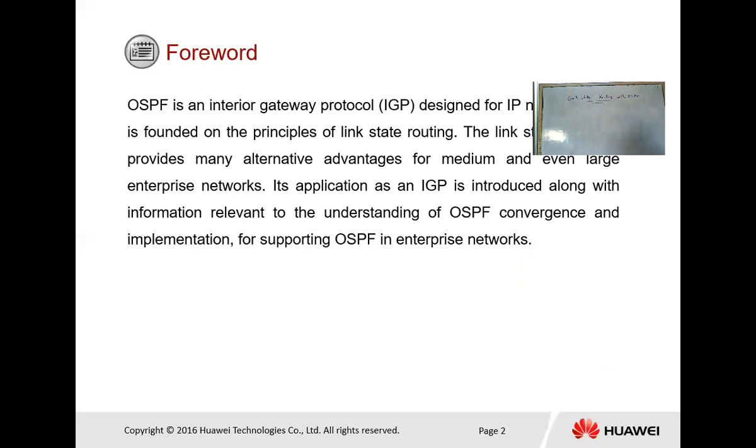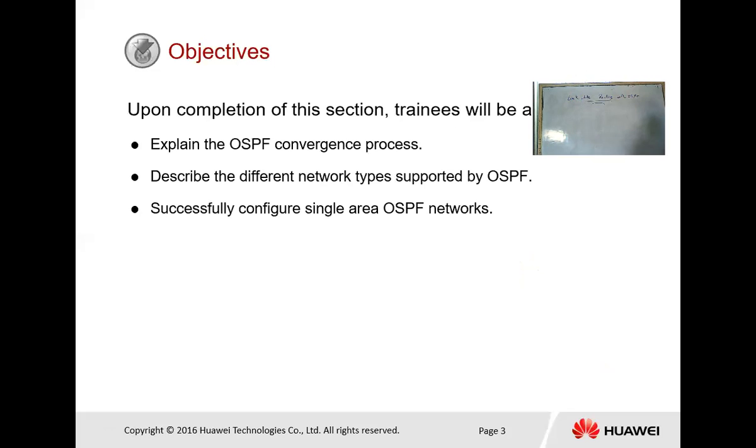Open Shortest Path First offers a loop free topology. So what is the basic need of OSPF? What is the basic benefit of OSPF? It offers a loop free topology, and the data transfer is faster than the others. Whenever we are talking about OSPF, we always compare it with RIP.